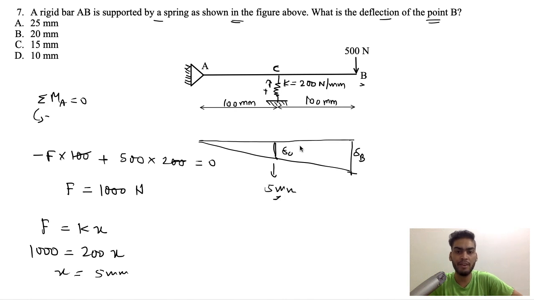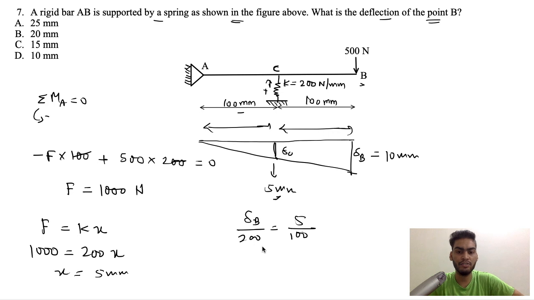Now if this is 5 mm, from the similarity of triangles we can find out that it will double at point B. So here it will be 10 mm because these are equidistant. Or if you want further explanation, we can write, let's say, delta B upon 200 is equal to 5 upon 100. So from that we have delta B as 5 into 2, or 10 mm. That is from the similarity of triangles here.